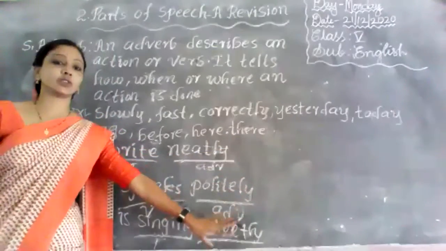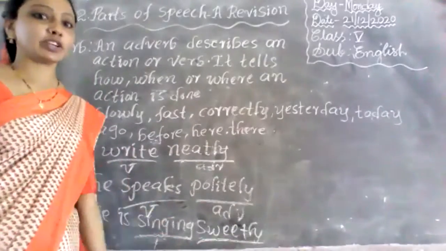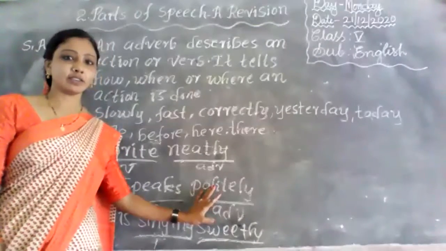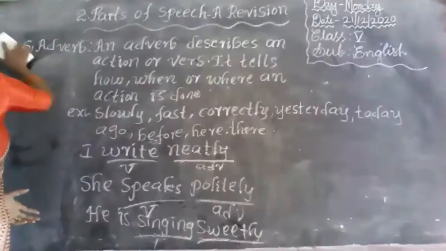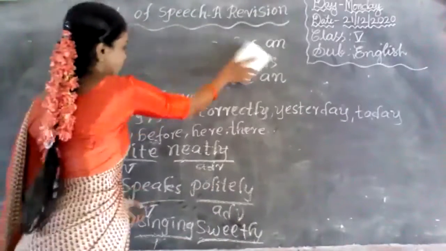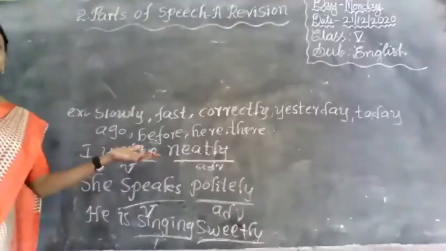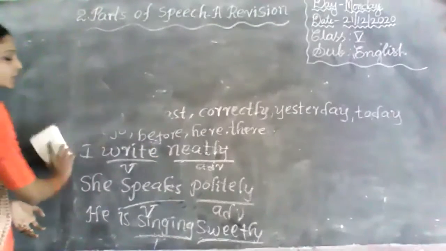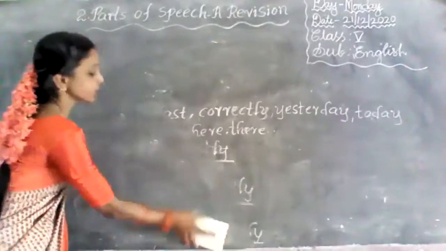These are all the adverbs which describe a verb. Did you understand? Is it clear, students? Okay. I'll explain the next topic from the parts of speech. Have you written this text down? Take a screenshot from here. Next topic is preposition.